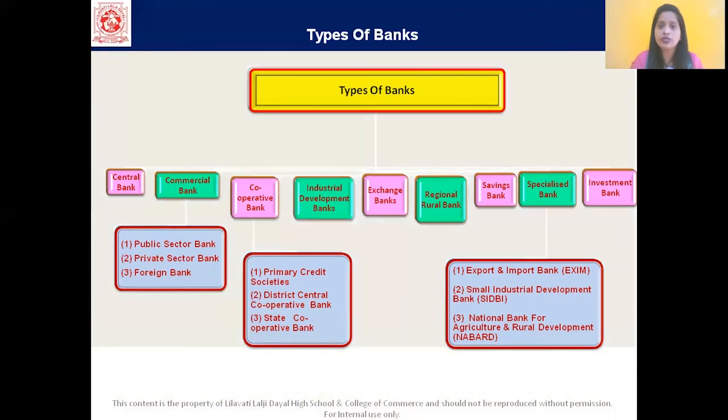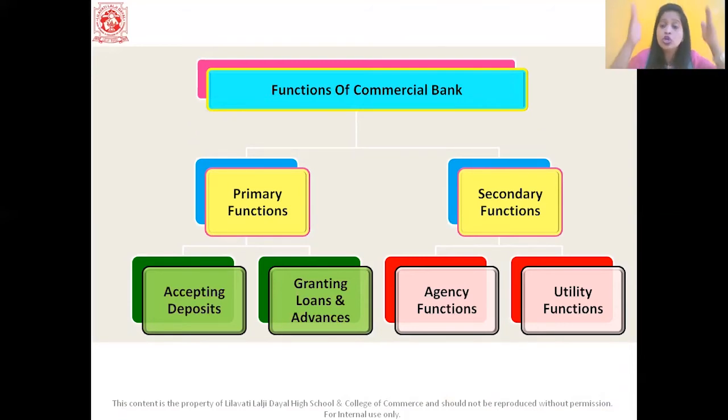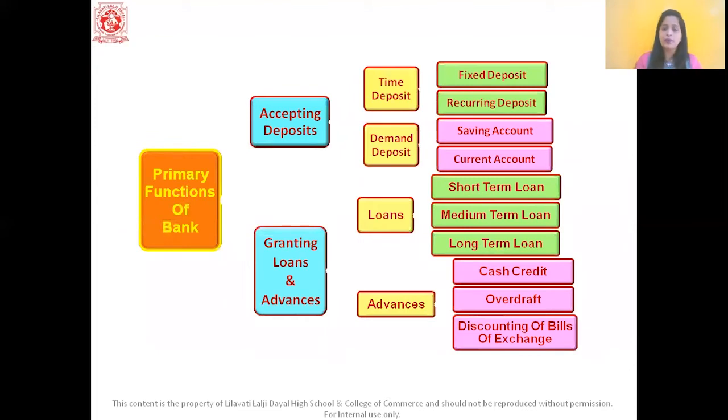Let us move on to the next topic of this chapter, and that talks about functions of commercial banks. Just remember, students, there are 2 main functions of commercial bank. First one is primary function, second one is secondary function. Under primary functions, you have accepting deposits and granting loans, and in secondary functions, you have agency functions and utility functions.